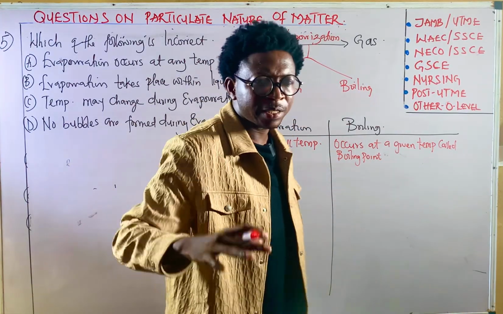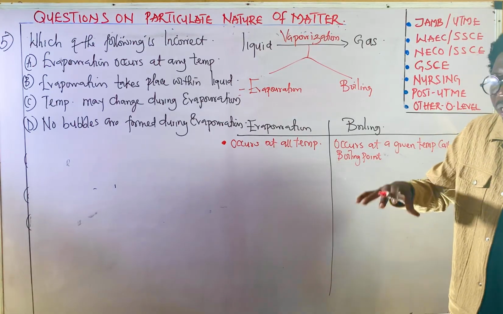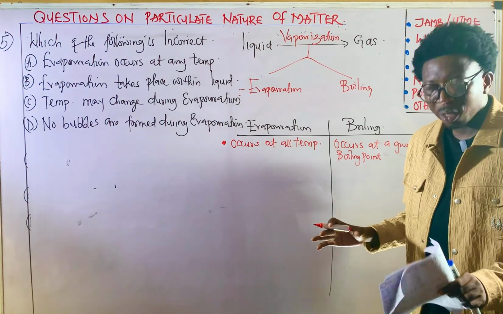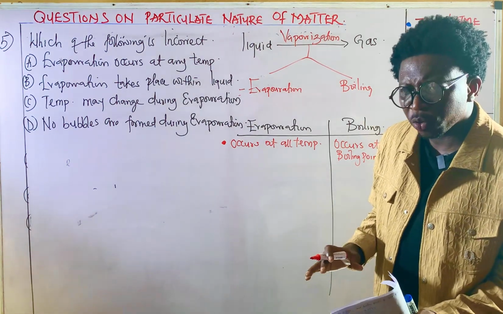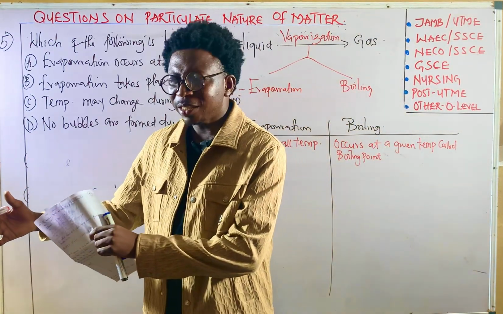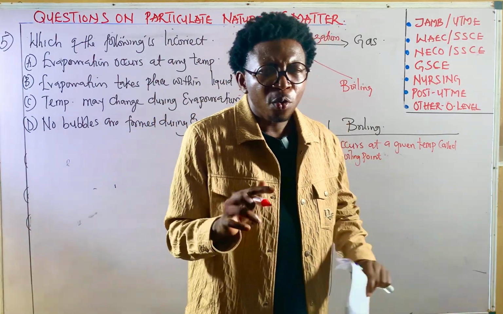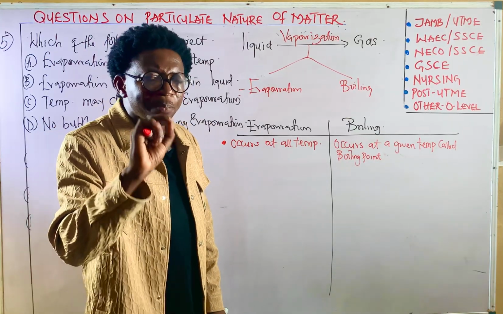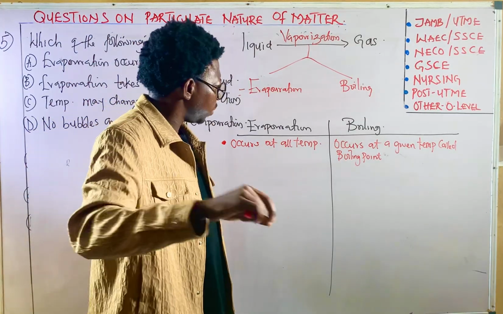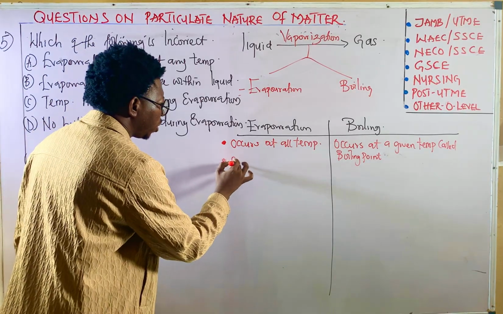So I'll try to explain here. As it stands now, evaporation is occurring around you. Any liquid around you is evaporating because evaporation occurs at any temperature. The liquid inside your room is evaporating at that temperature. The liquid outside your house is evaporating at that temperature. Liquids evaporate at all temperatures, but liquid boils at a particular temperature. So the temperature at which liquid boils is called what? It's called the boiling point.